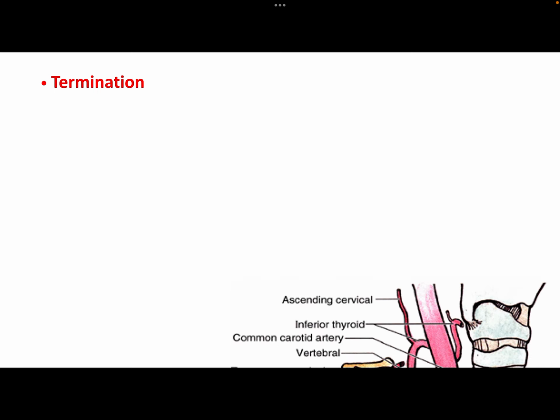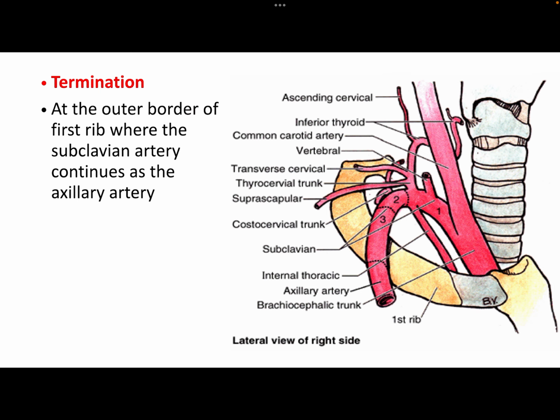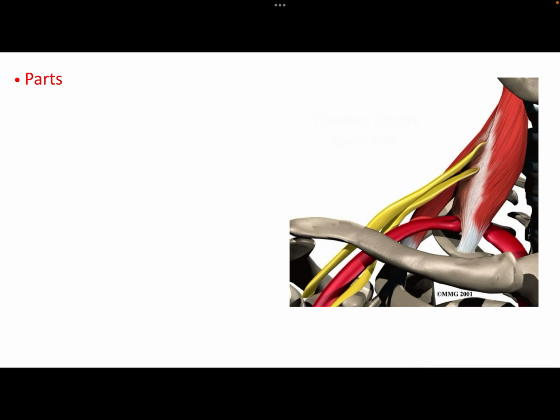The next one, the termination. Each subclavian artery continues as the axillary artery at the outer border of the first rib. The next one, the parts of subclavian artery. The scalenus anterior muscle divides the subclavian artery into three parts.